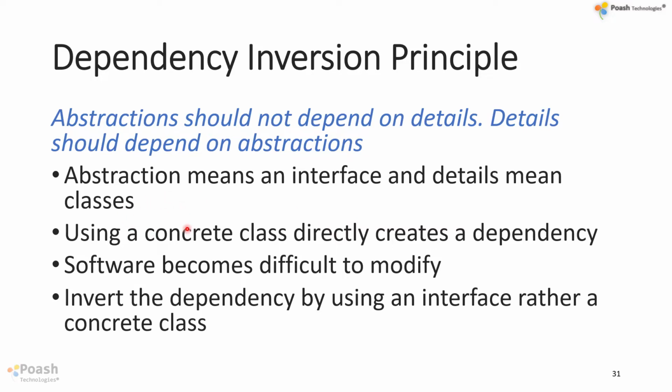If you use a concrete class directly, then it creates a dependency and coupling with that class. And in future, if you want to use a different concrete class, then you have to modify existing code. And this again violates the open-closed principle. So instead of making your code dependent on the concrete class, let the concrete classes depend on your code. So this way, the dependency is inverted. That is why this is called dependency inversion principle.